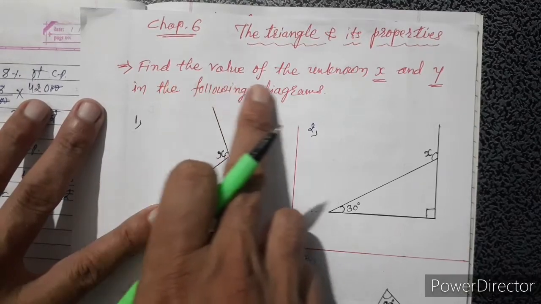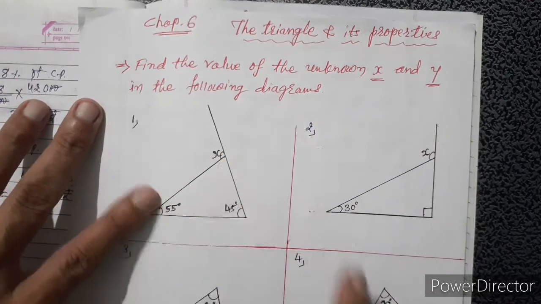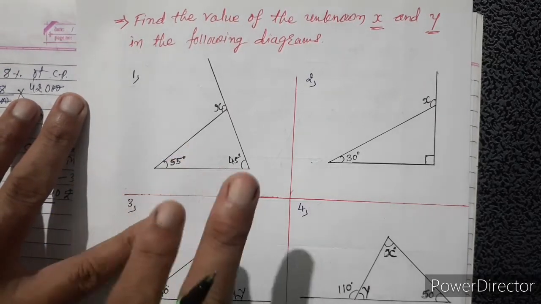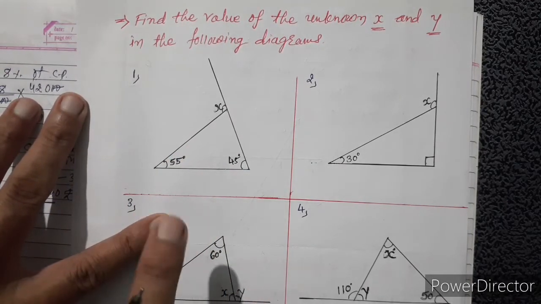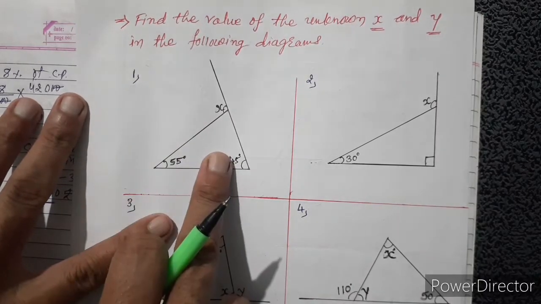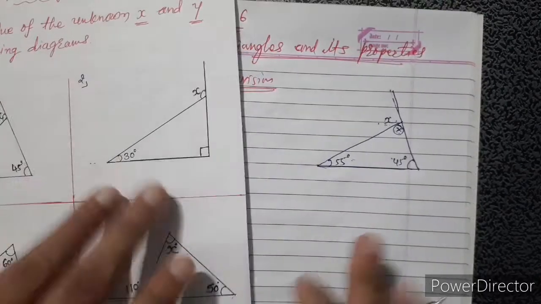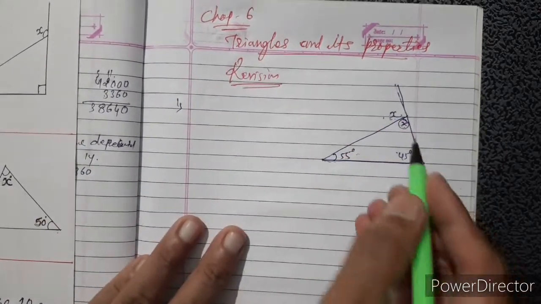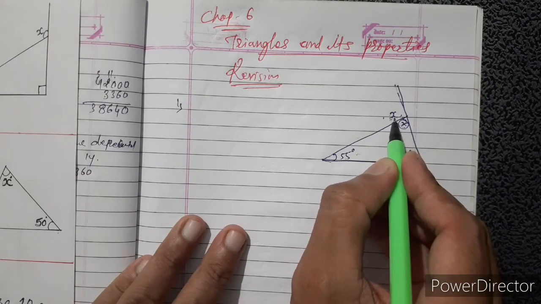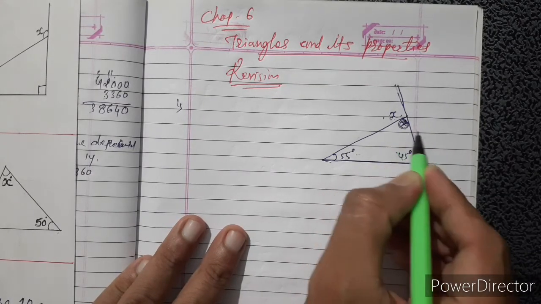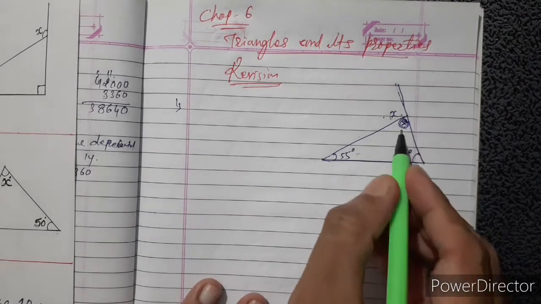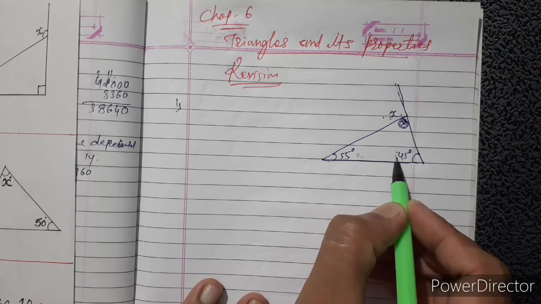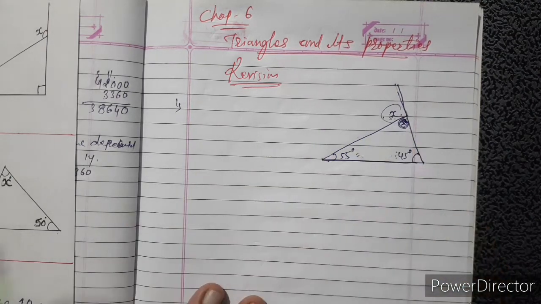First one: find the value of unknown x and y in the following diagram. Here the diagrams are given and you just find the value of x, or in some, both x and y. Okay, first diagram. First we draw this diagram. Look here, I have already drawn it. Here x is the exterior angle of the triangle, which makes a linear pair with this angle of the triangle. So these other two angles are called the interior opposite angles for x.